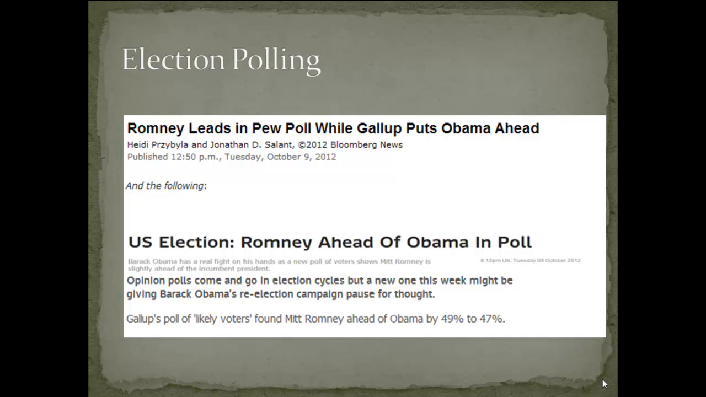So here are two different news articles that I pulled on the same day, both Tuesday, October 9th, and they're saying completely contradictory things, right? This top one says the Gallup poll puts Obama ahead, and then the bottom one says the Gallup poll put Mitt Romney ahead of Obama. So one says Obama's winning, the other says Romney is winning. What do we make of that? How do we understand all of this contradictory reporting?